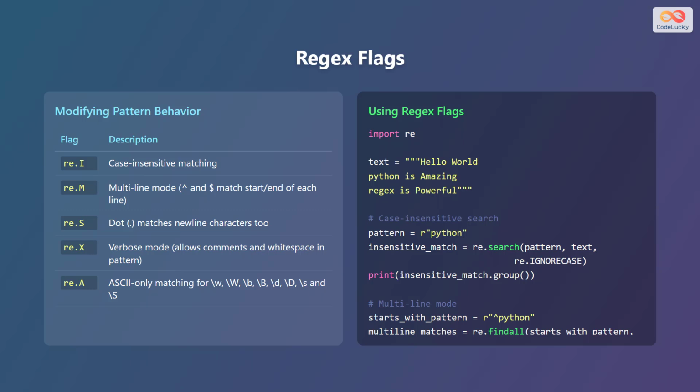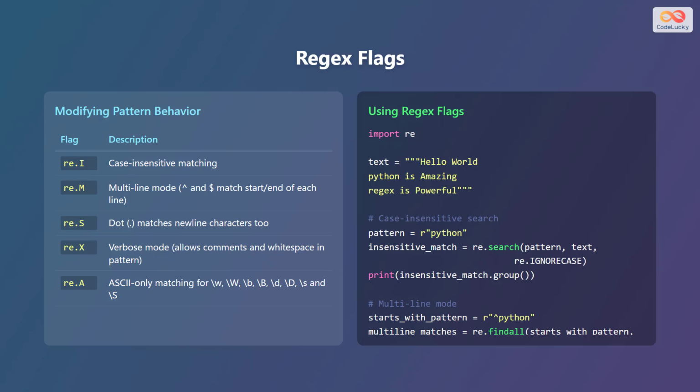Regex flags modify how pattern matching is performed. Let's explore some common regex flags. re.I enables case-insensitive matching. re.M enables multi-line mode, where ^ and $ match the start and end of each line, respectively. re.S makes the dot match newline characters as well. re.X enables verbose mode, allowing comments and whitespace in the pattern for better readability. re.A enables ASCII-only matching for \w, \W, \b, \B, \d, \D, \s, and \S.